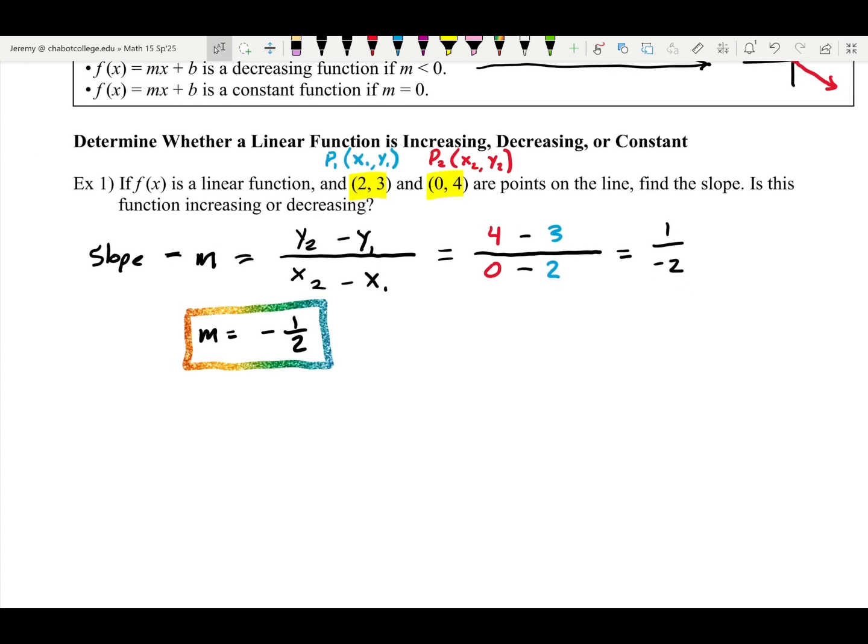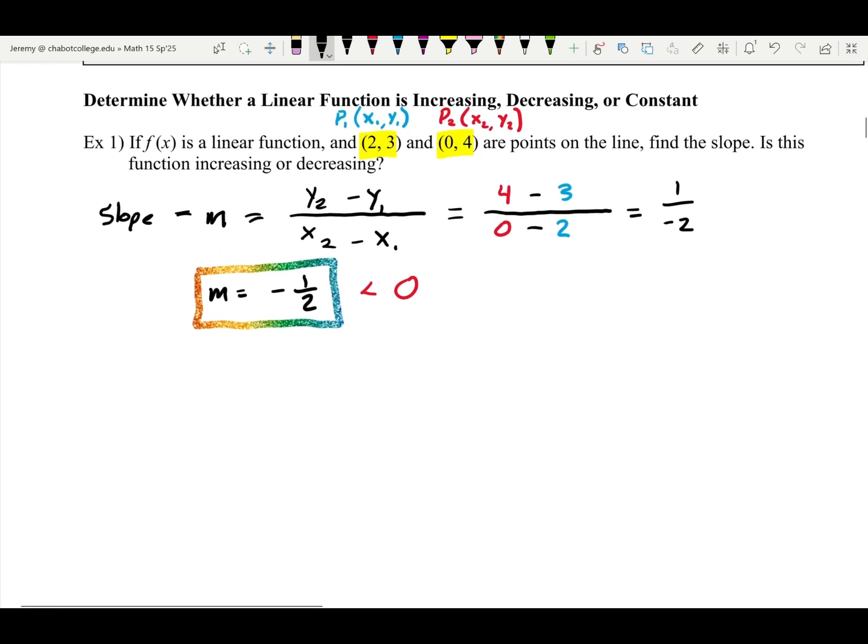So we got this slope m equal to negative 1/2, and the important detail here, since we're trying to determine whether it's increasing or decreasing, is that this is a negative number. This is less than 0. So that means that we have a decreasing function. So I'll say since m is less than 0, f of x is decreasing.